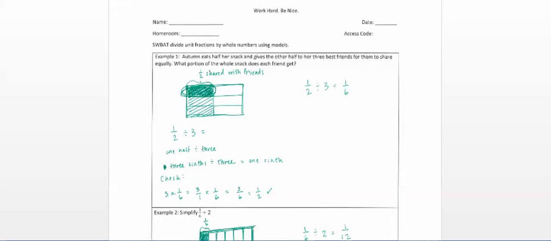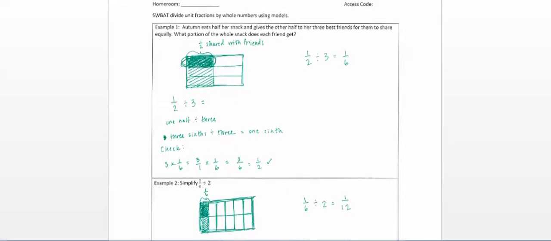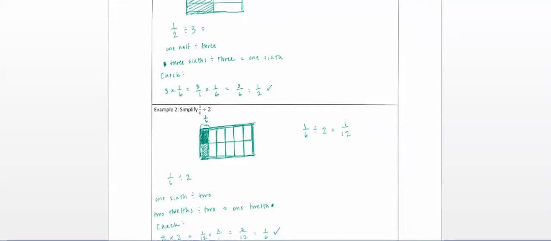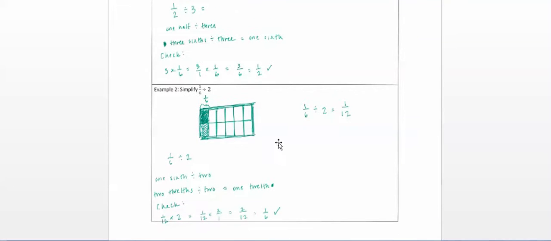The next example doesn't have a word problem context. This is 1/6 divided by 2. So here we have 1/6. We draw our whole. We split it into 6 vertical sections. We shade in 1/6 of them. 1/6 divided by 2. We're splitting it now into 2 equal groups.